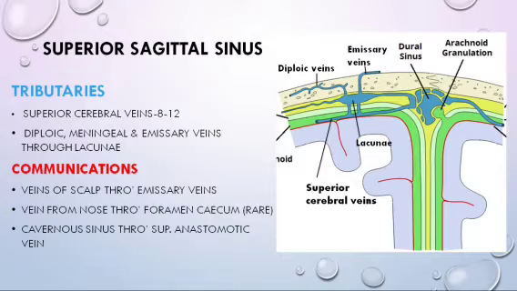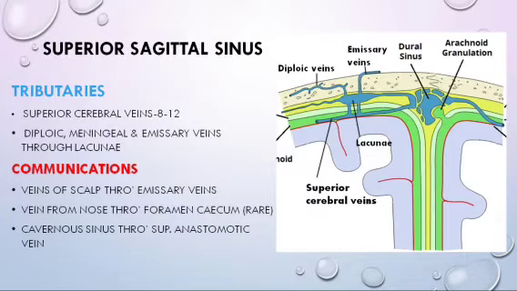So through emissary veins, it will communicate with the veins of the scalp. Through the foramen cecum, it will communicate with the veins of the nose. And through anastomotic veins, it will communicate with the cavernous sinus. So through this communication, the infection can spread.